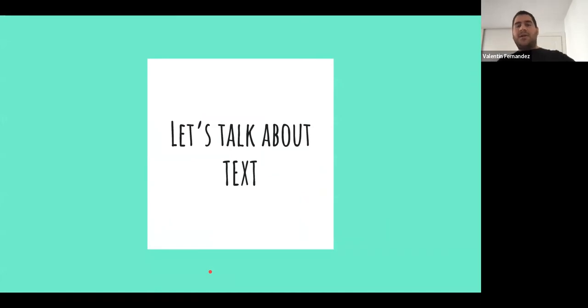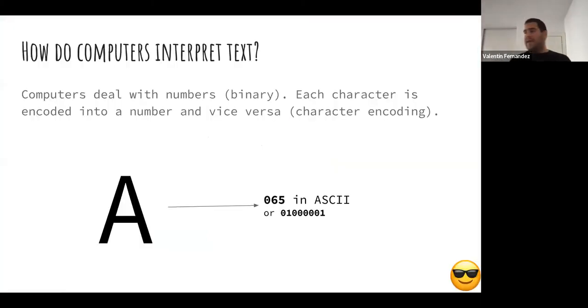In order to understand this and answer this question, let's talk about text and how computers interpret text. Most of us have a technical background in computer science, most of us are JavaScript or Java programmers, and you know that computers deal with numbers. So characters, in order to be encoded, are assigned a number. In ASCII, which is an encoding system, the uppercase letter A is assigned the number 65, and its binary representation is a 0, a 1, followed by 5 zeros and a 1.